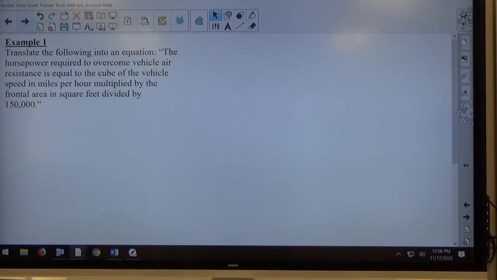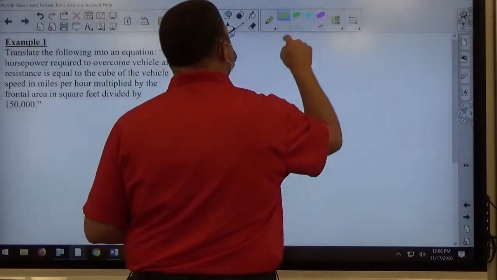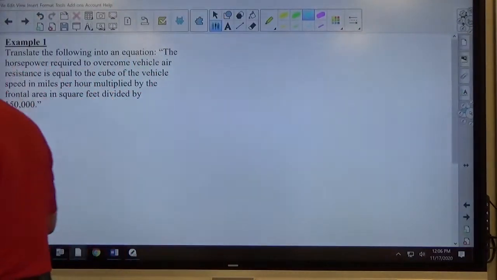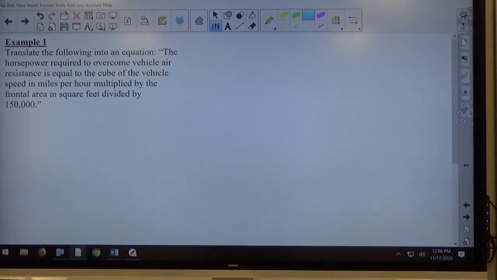The first problem from section 7.6: translate the following into an equation. The horsepower required to overcome vehicle air resistance is equal to the cube of the vehicle speed in miles per hour multiplied by the frontal area in square feet divided by 150,000. So we're trying to take these words and write an algebraic expression or equation out of these words.